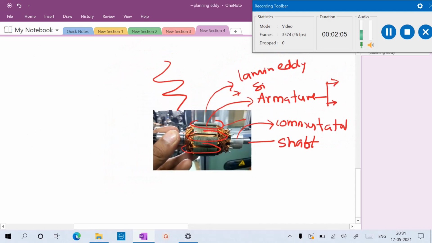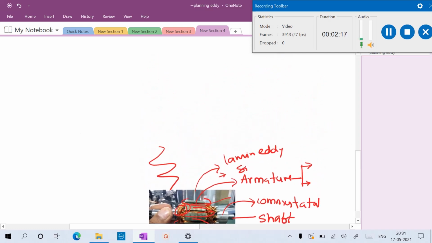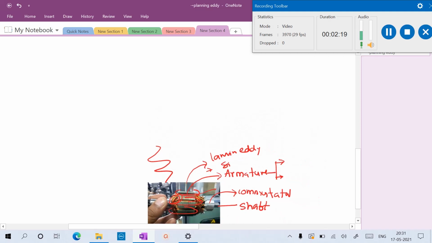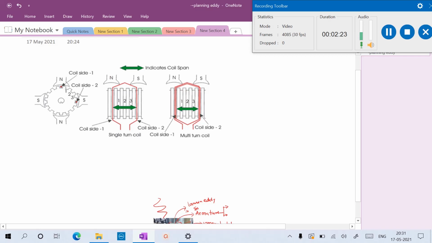Here, in large size, this is a winding. You can see this is one slot, this is another slot, and in between there is a coil. What is the coil? Let us see clearly what we discussed in the previous class. Now you can see this is one winding.